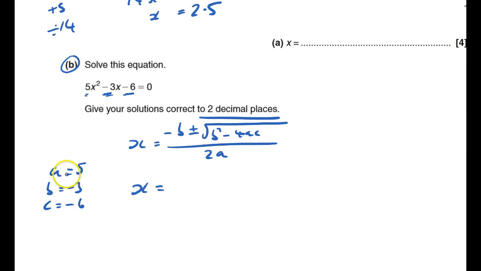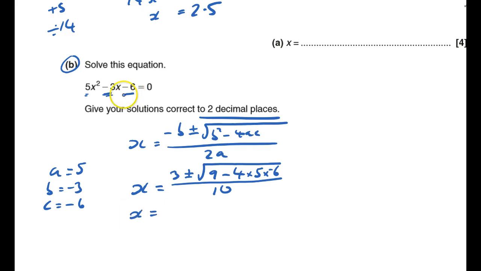And so I get x equals negative b. That means I need to change the sign of b. So that's 3. Plus or minus the square root of b squared. That's negative 3 squared, which is negative 3 times negative 3 is 9. Take away 4 times a, which is 5, times c, which is negative 6. All over 2a, which is 10. Do that on my calculator, and it'll say that x equals 3 plus or minus the square root of 129 all over 10.